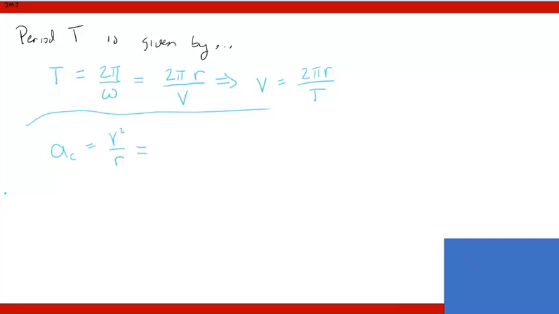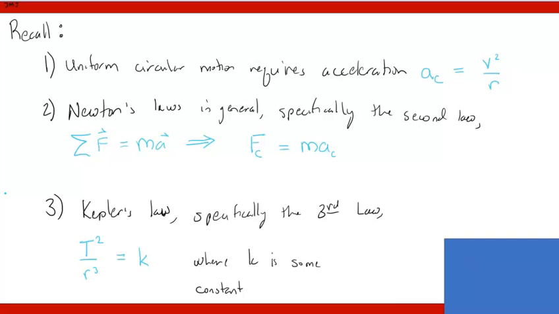So that means that when we've made that substitution, it's going to give us 2 times pi times r, quantity squared, divided by t squared times r. And when you've multiplied everything out and canceled like terms, simplified it, in other words, you end up with 4 pi squared r divided by t squared. Okay, now we come to Kepler's law.